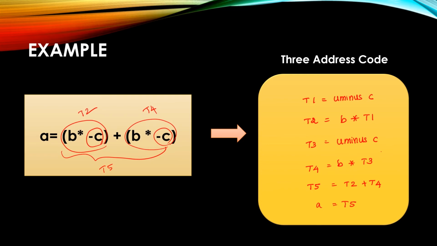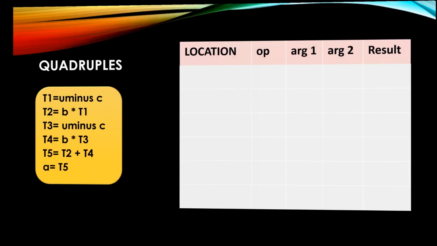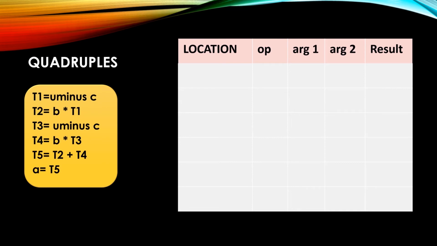Let us represent this 3 address code in 3 types of representation: quadruple, triple and indirect triple. Quadruple for this unary operation, location is 0, operator is what? Operator is U minus, argument 1 is C, result is T1. For the next statement, location is 1. What is the operator? Star is the operator. What is the first argument? B is the first argument. Second argument, T1. Then the result is stored in T2.